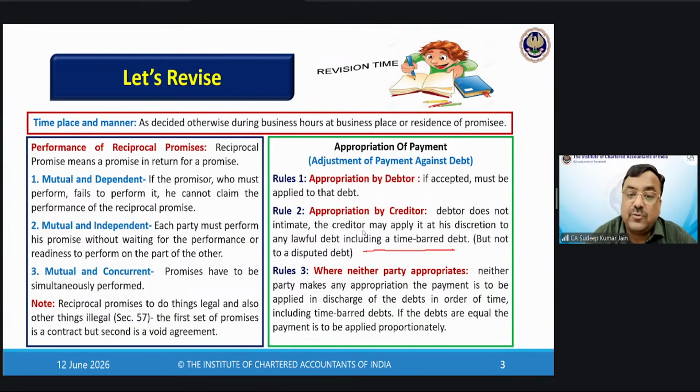When neither party appropriates, then in that case, the payment should be adjusted according to the order of time, means according to the sequence, FIFO method, including time barred debt. If debts are equal on a particular date, it should be applied proportionately.